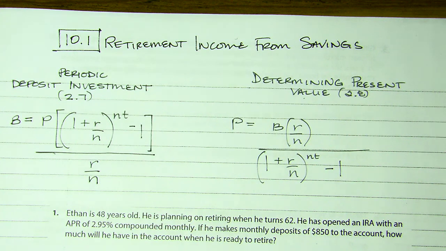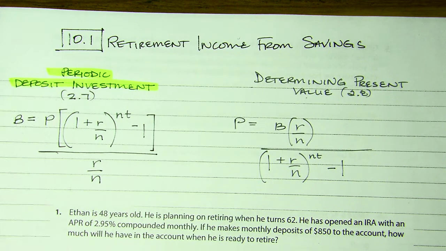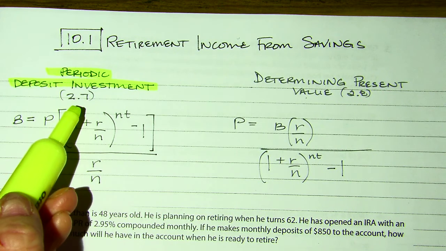Financial algebra, we are going to go over 10.1. And a lot of the formulas we're going to use in 10.1 are formulas we used in prior lessons a long time ago. For example, we're going to be utilizing the periodic deposit investment amount, and that was from lesson 2.7.